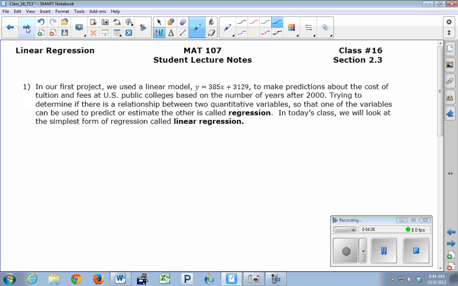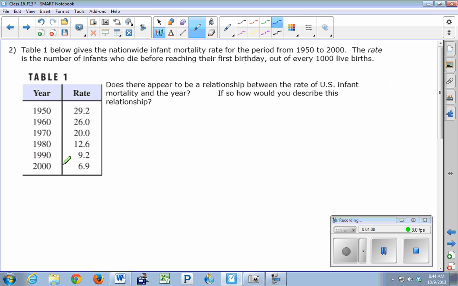All right, so let's take a look at the first table. So table 1 gives a nationwide infant mortality rate for the period from 1950 to 2000. Okay, so it's every decade between 1950 and 2000. The rate, how they calculate the rate, is the number of infants who die before reaching their first birthday. That's the infant, because they're still considered infants, out of every 1,000 live births. So just take a look at the data for a minute.